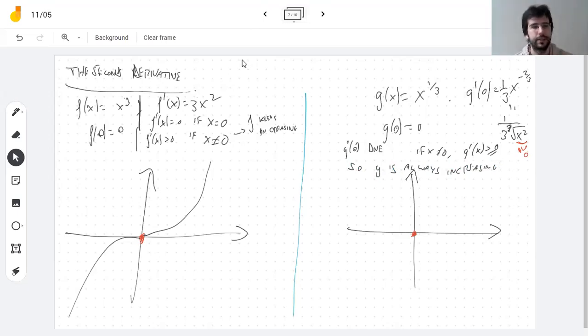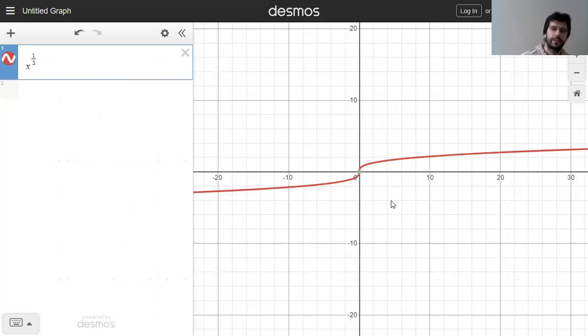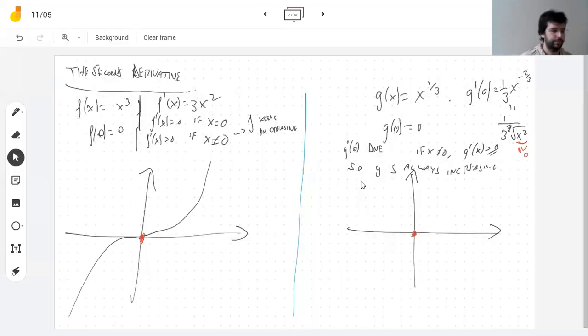But I know what it looks like because it's the inverse of x cubed. But it turns out it looks like this. So how can I tell the difference? What's the difference between these two graphs? How would you describe it? If I wasn't looking at them, how would you describe to me the difference between them? They're both approaching infinity, by the way. They're both increasing. They both pass through zero. They both have a critical point at zero.